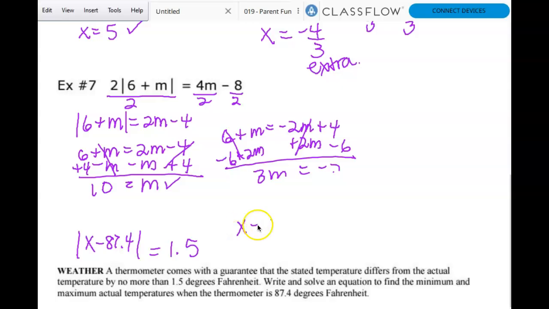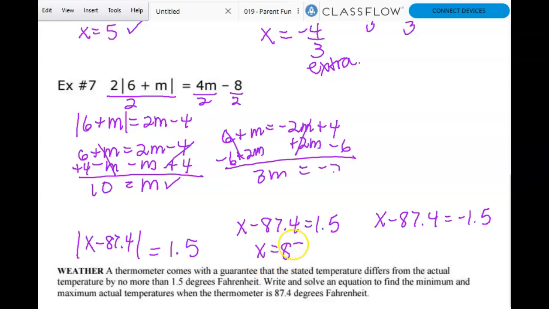I'm going to get x minus 87.4 equals 1.5, and x minus 87.4 equals negative 1.5. If I add the 87.4, I get 88.9. And if I add the 87.4, I get 85.9.